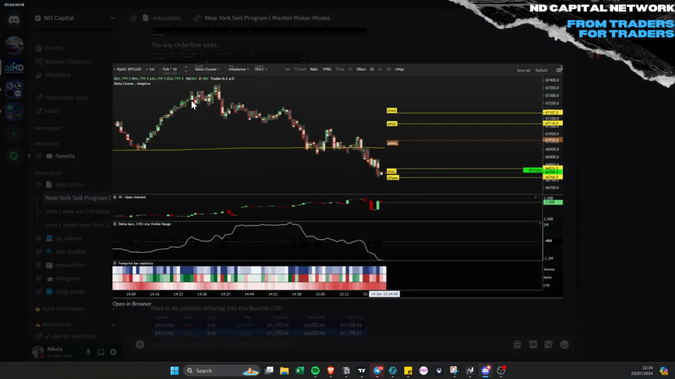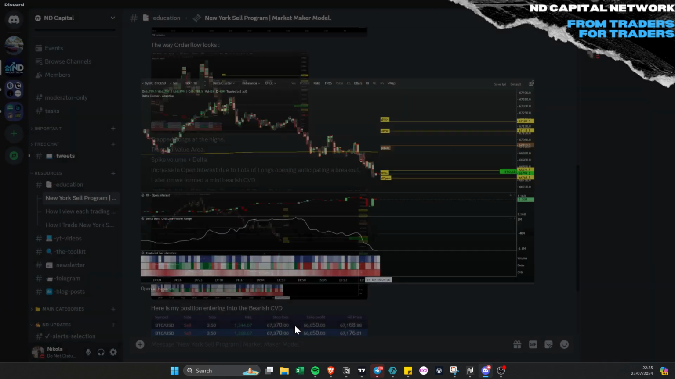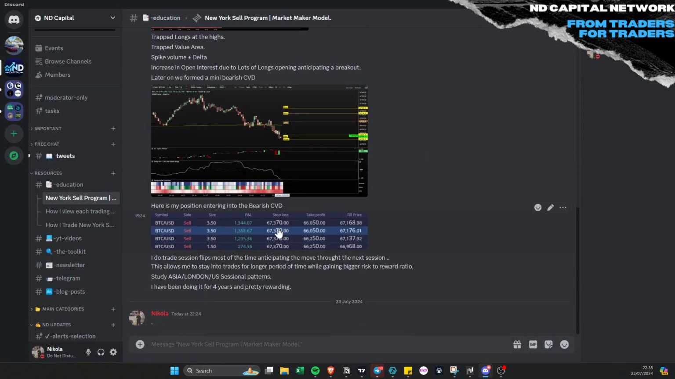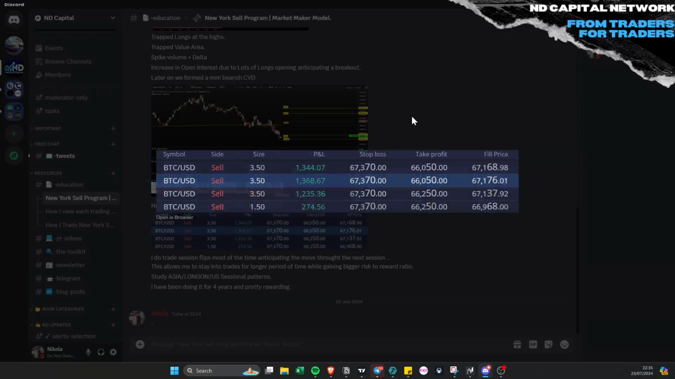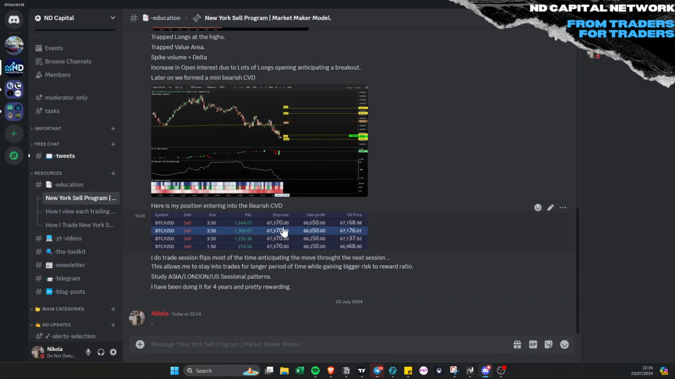So over here, this is on the 1 minute chart. This is the mini bearish CVD, and this is the spike in the volume in the delta which I'm talking about, and this is the increase in the open interest. Keep in mind that this is pretty much at the open of the New York session, and later on when you form this bearish CVD, it's at 2:44 and the open is at 2:30, which pretty much marks the high. So I did enter pretty much at the bearish CVD.